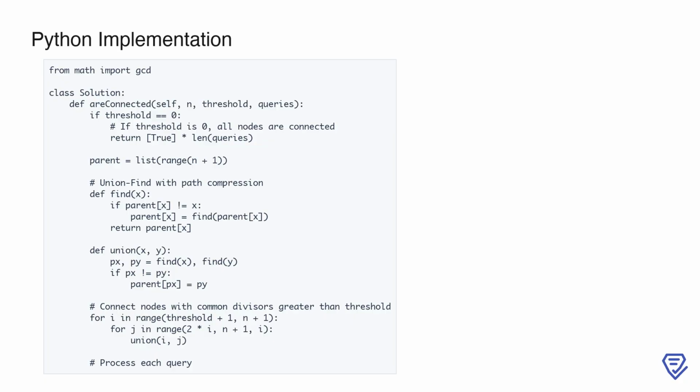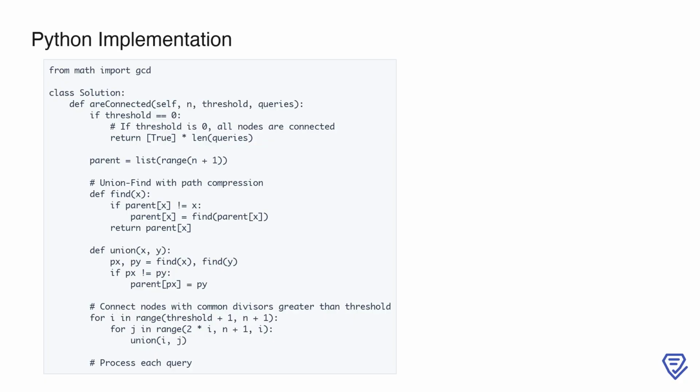Next, we define a parent list to represent the union-find data structure, where each node is initially its own parent. To optimize union-find operations, we implement a find function with path compression. This ensures that when searching for the root of a node, we flatten the tree structure, making future searches more efficient. The union function then merges 2 disjoint sets by pointing the parent of one root to the other, effectively joining the 2 sets.